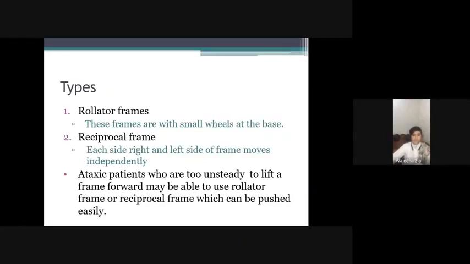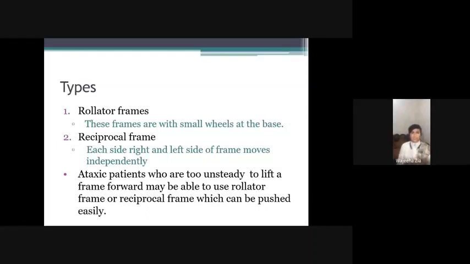There are different types of frames. The first one is the static one, the same fixed frame formation, but there is also a rollator frame and a reciprocal frame. In case a patient is not able to lift a frame because of uncoordinated movement, because of ataxia or some kind of disease, we use a rollator frame. There are small wheels at the ends, at the low base of the rollator frame. So these frames help those patients to move.